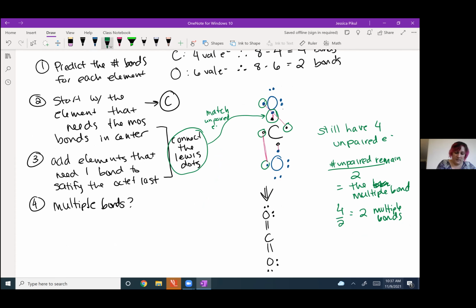Note a few things here. One, if I have 2 electrons that are in a lone pair, I leave them alone. And I'm also representing 2 electrons as a single line.